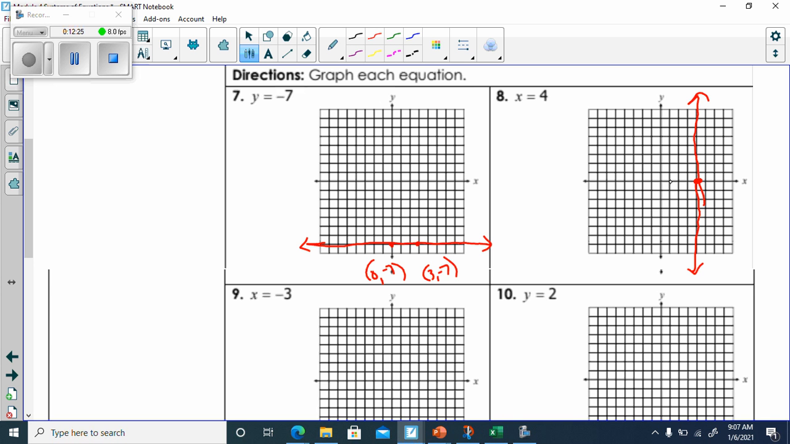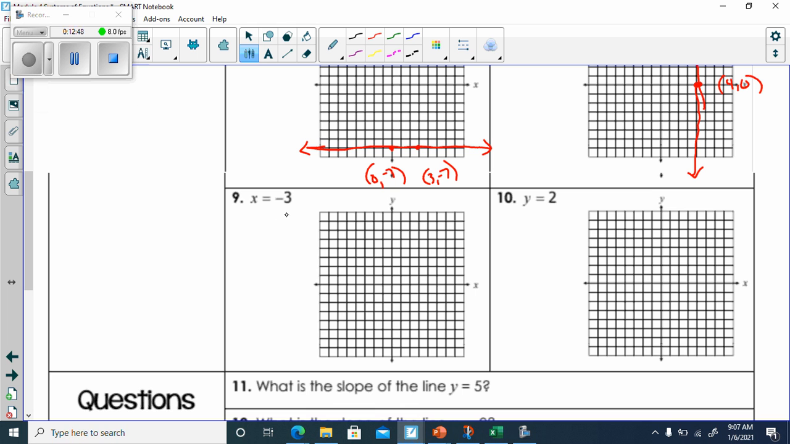This point here is at what? 1, 2, 3, 4, 0. This point here is at 1, 2, 3, 4, 1, 2, 3, 4, 3. In both cases, our x is 4. X is equal to 4. Doesn't matter what y is.